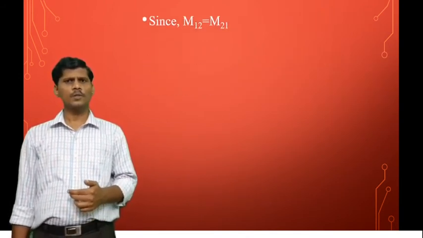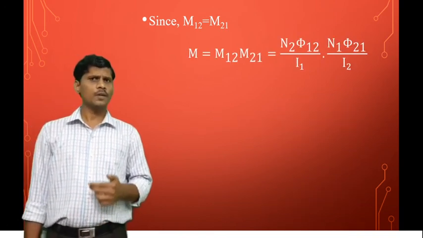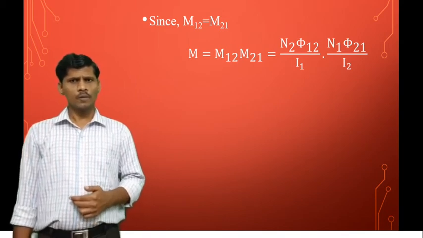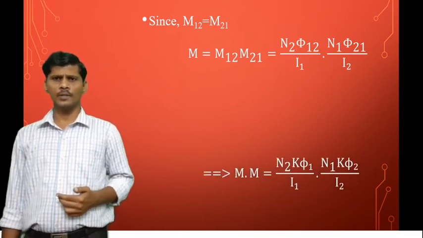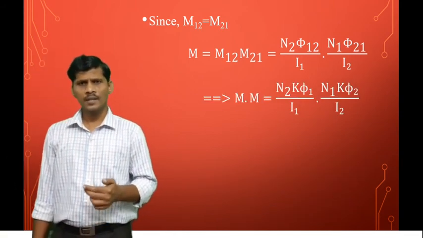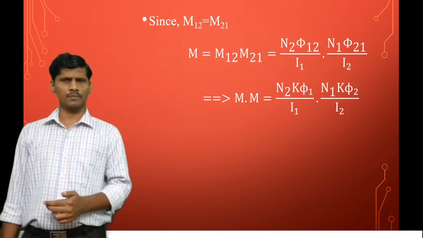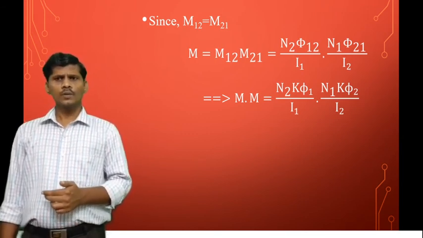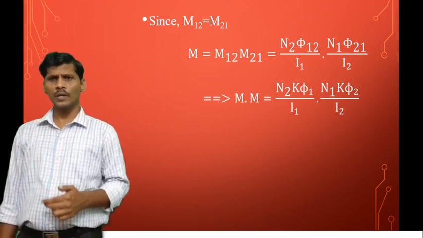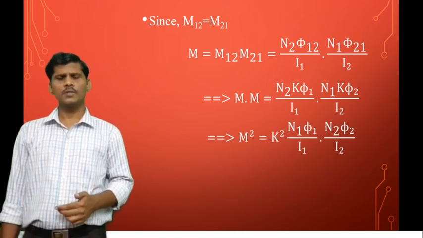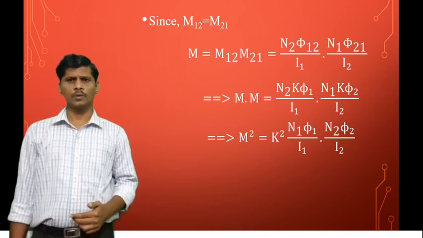Since M12 is equal to M21, M is equal. Consider M12 into M21. What is M12? N2 pi 12 by I1. And what is M21? N1 pi 21 by I2. So that is equal to M. Here we consider M12 equal to M21, so M12 into M21, that is M into M, is equal to N2 pi 12 by I1 into N1 pi 21 by I2. What is pi 12? K pi 1. What is pi 21? K pi 2. Substitute the pi 12 and pi 21 values here. We get M square is equal to K square into N1 pi 1 by I1 into N2 pi 2 by I2.